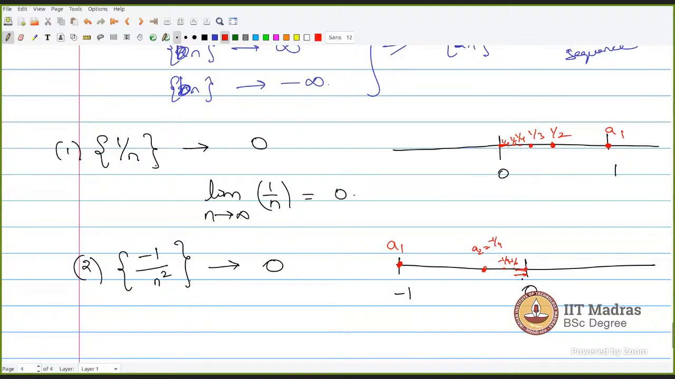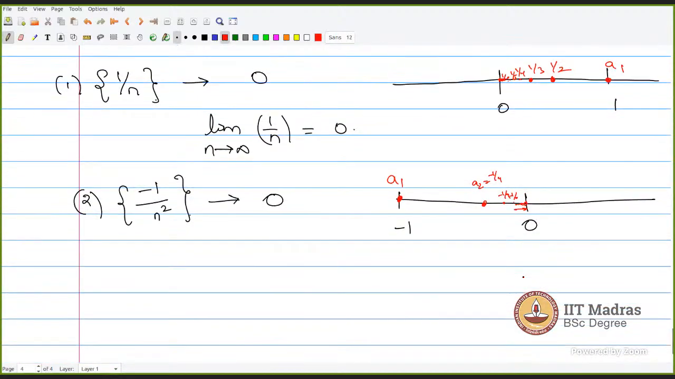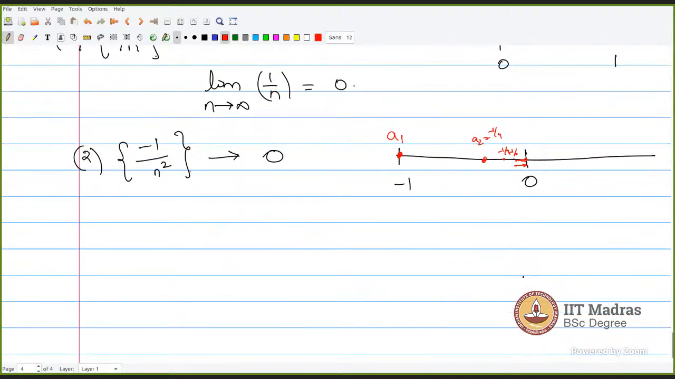Excuse me, sir. Is it possible that we can have a sequence that is coming from both the left side and the right side and converging to a particular value? Right. Just hold on. I will give you that example also.